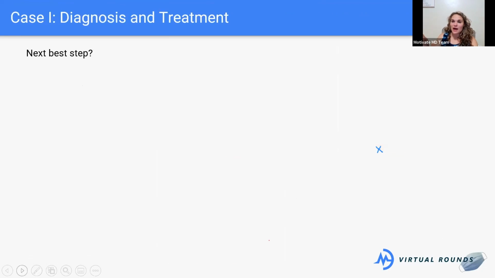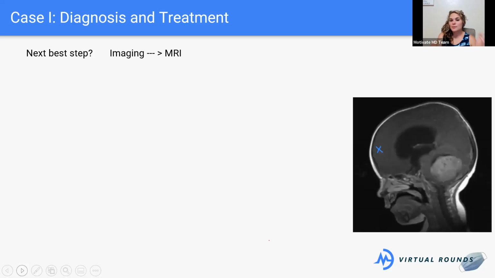Okay, so let's go back to our guy. What did we say our next best step was? Imaging. CT, wonderful. If he was in the emergency room, they would just send him right through a CT. MRI is the gold standard for brain tumors and any CNS pathology for diagnosis. That's why I just put MRI, but certainly a CT can show you stuff as well. You just probably would follow up with an MRI as well.